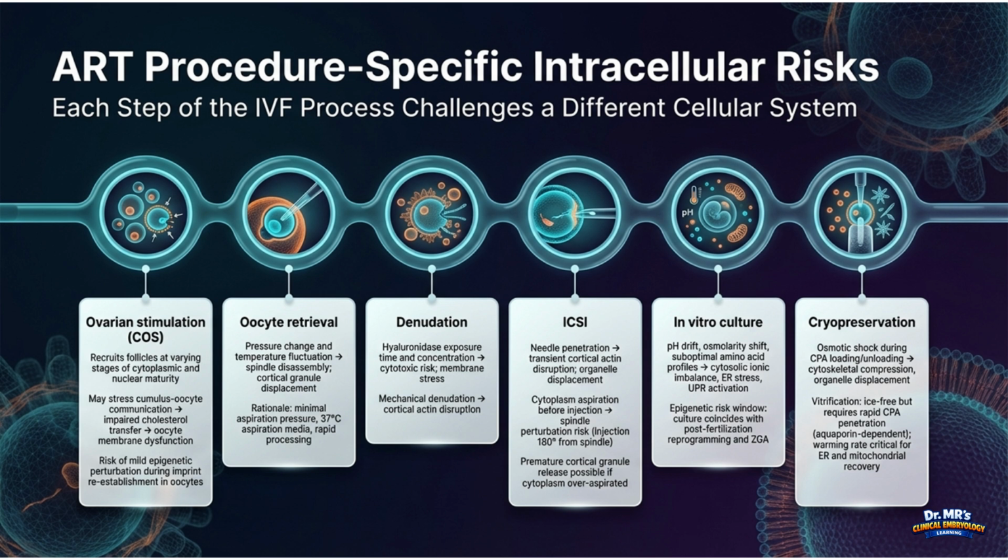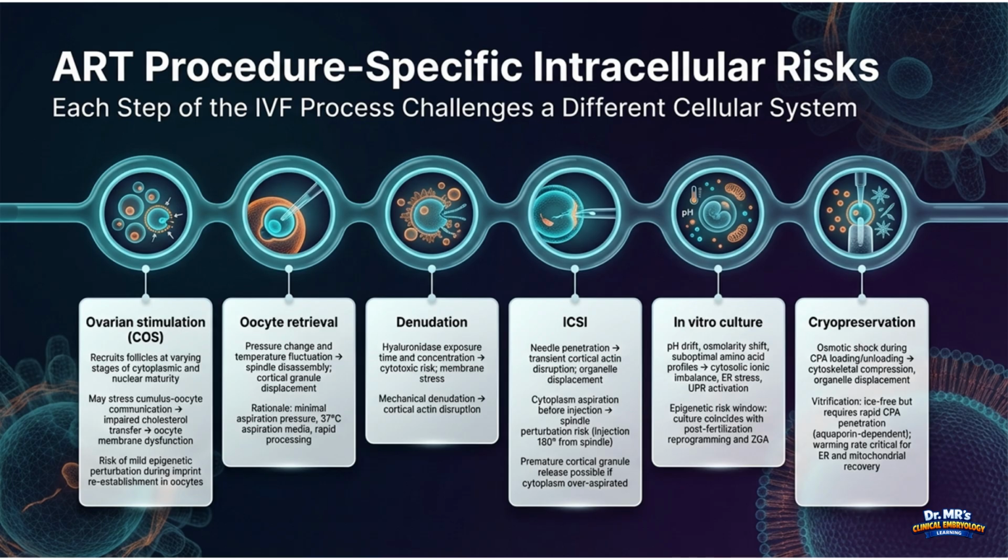Okay. The spindle is invisible under standard bright field microscopy, but we know its geographical location based on the first polar body. The polar body is tethered to the oolemma, and the active meiotic spindle is almost always located directly beneath the cortex, intimately associated with that polar body. So if we imagine the oocyte as a clock face, and we orient the polar body at 12 o'clock, the spindle is sitting right there under the surface at 12 o'clock.